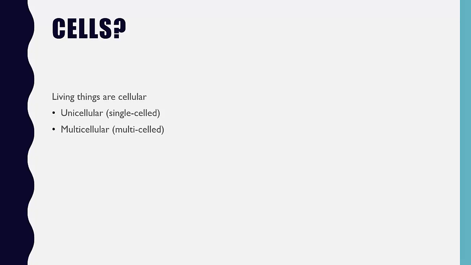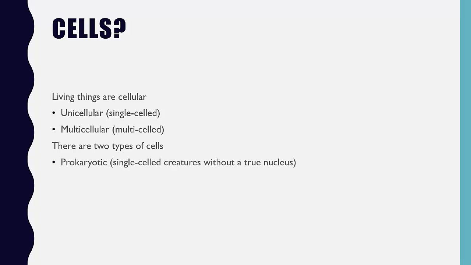So living things can be single-celled, or they can be multicellular. Okay, what's this prokaryotic, eukaryotic thing? There are two types of cells on this planet. The very primitive types of cells have not evolved a nucleus. These are called prokaryotic. Pro always means before. Kary always refers to a nucleus. So prenucleus. These are single-celled creatures that didn't develop and evolve a true nucleus yet. There are lots of creatures like this, and this would include your bacteria.